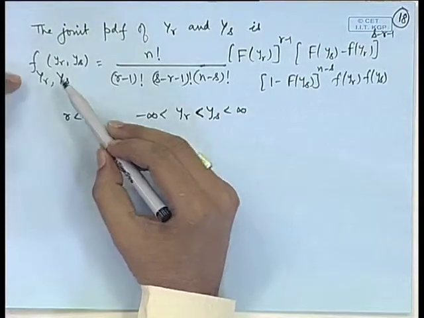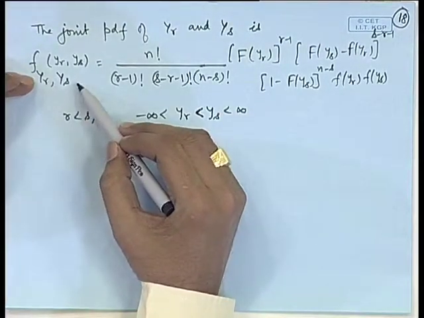In particular, we may write the joint distribution of the smallest and the largest. From there, we can determine the distribution of the range, that is y_n minus y_1, etc. So, in the next lecture, we will be considering various applications of the transformations here. Thank you.